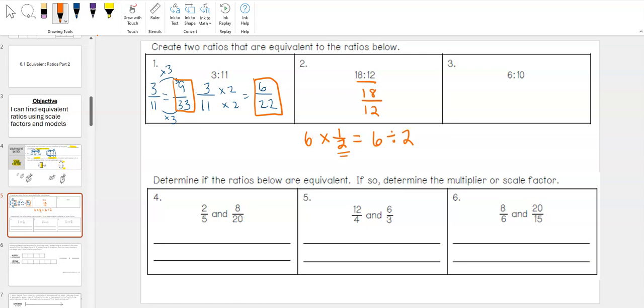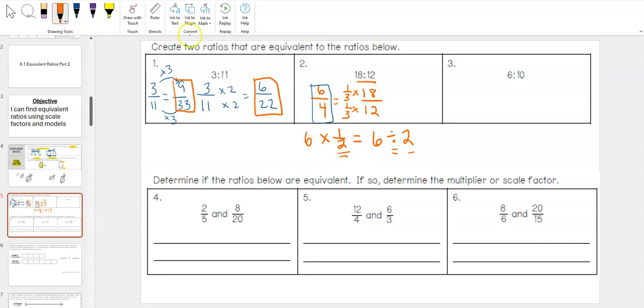Multiplying by the reciprocal, the flipped upside down version of the fraction, is the same as dividing by that whole number. So if I want to simplify this ratio, what goes into 12 and 18 evenly? 3, I think. What I'm actually going to do is multiply by 1/3, not divide by 3. And that is going to get me 6/4, which is not the smallest form I could do, but that is an equivalent ratio.